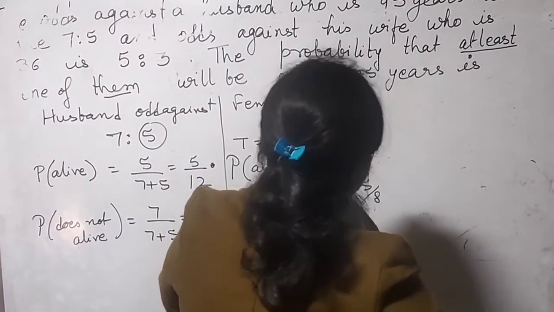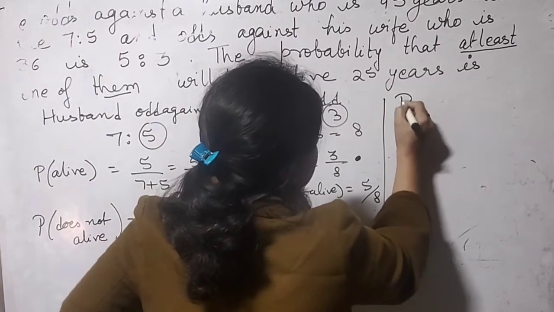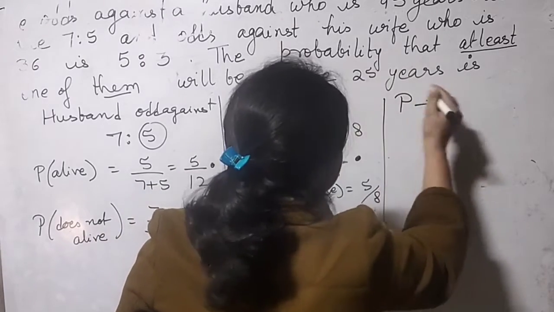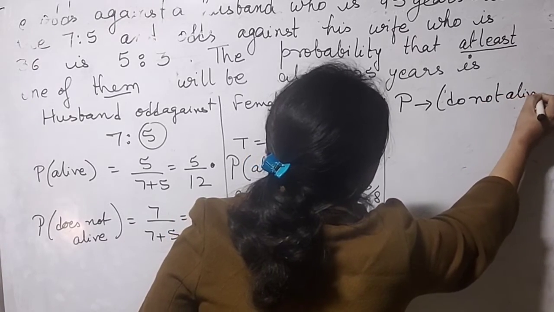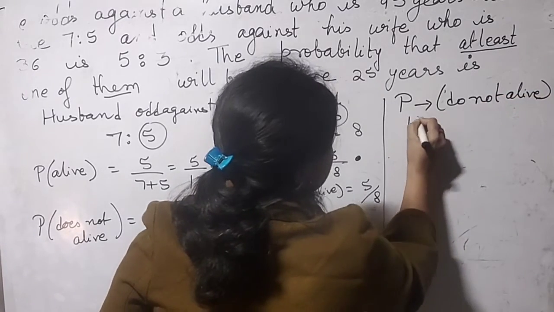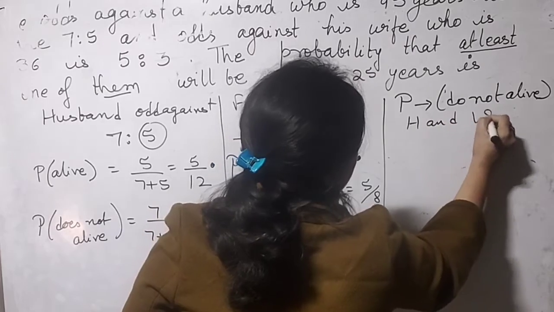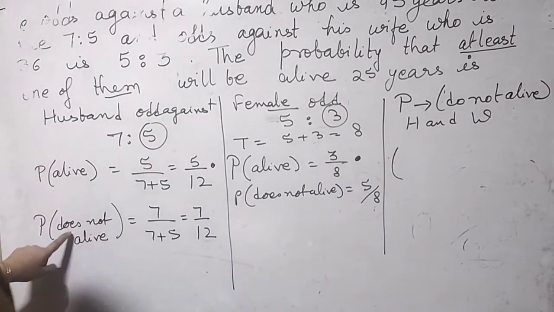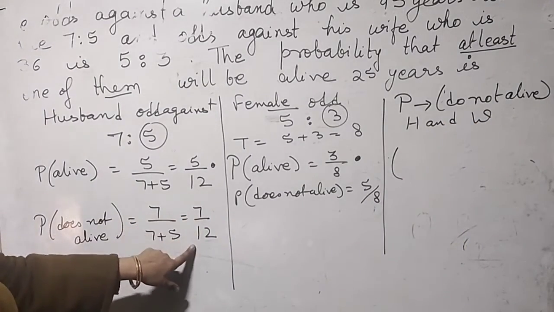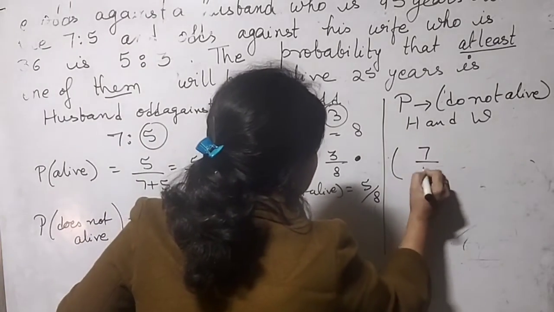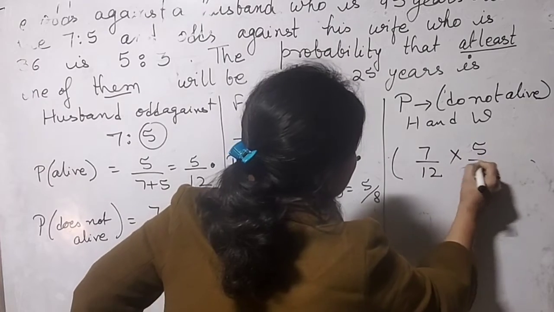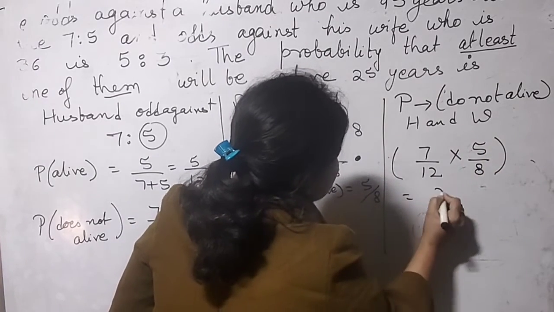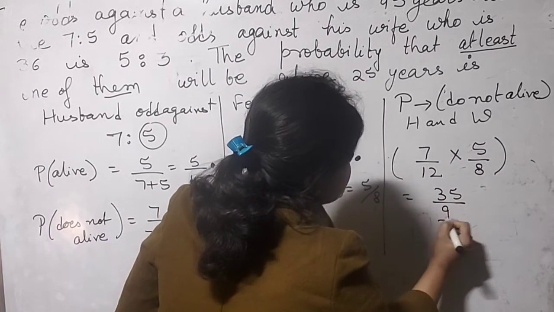Now the probability that they do not stay alive: firstly find it for both husband and wife. For the husband, he does not stay alive is 7 by 12, and for the wife, she does not stay alive is 5 by 8. So we get 35 over 96.